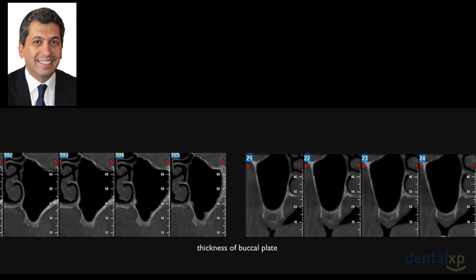It's important also to see how much thickness we have in the buccal plate. If we have a very thick buccal plate, as you see on the left, it's like 2 millimeters of thickness. In some other instances, we have a very thin buccal plate that is less than 1 millimeter, for instance. And the thickness of the buccal plate will always help us determine how difficult our surgery, our access to the Schneiderian membrane would be.